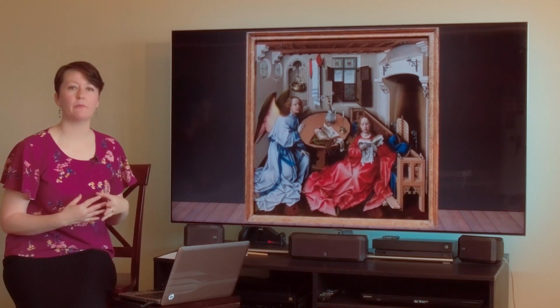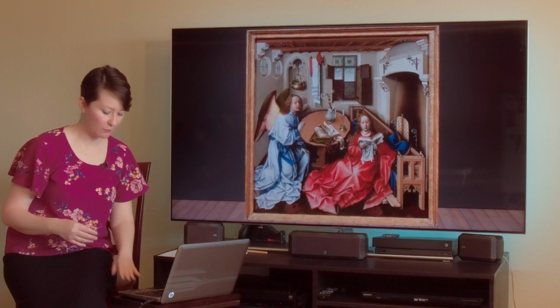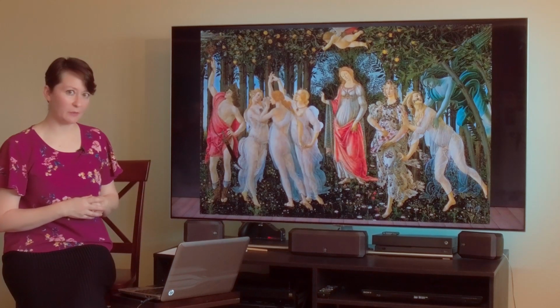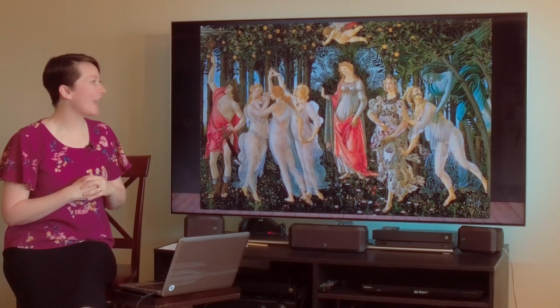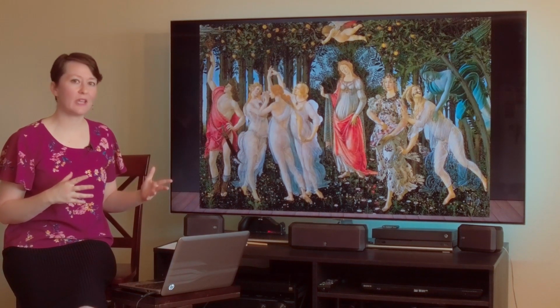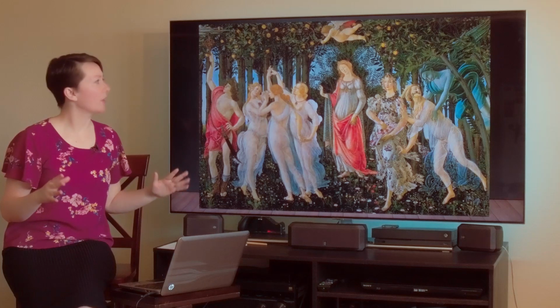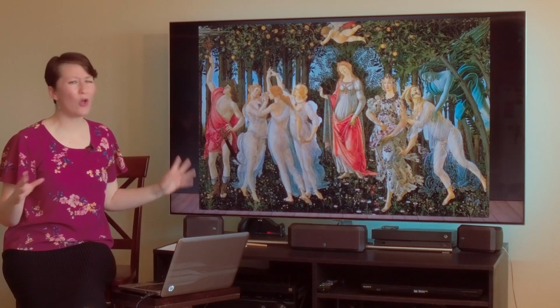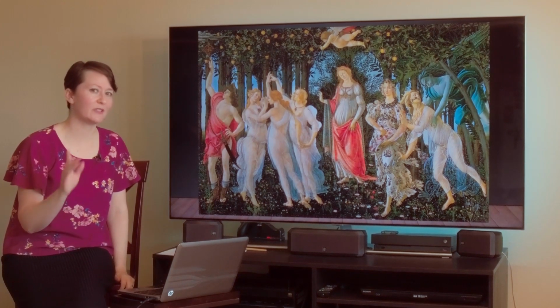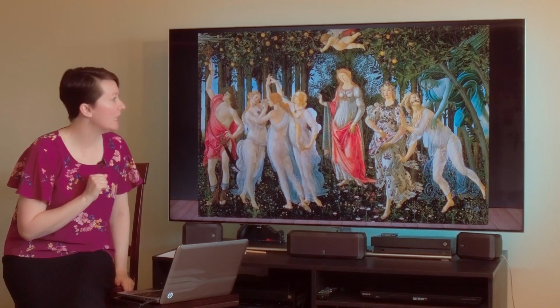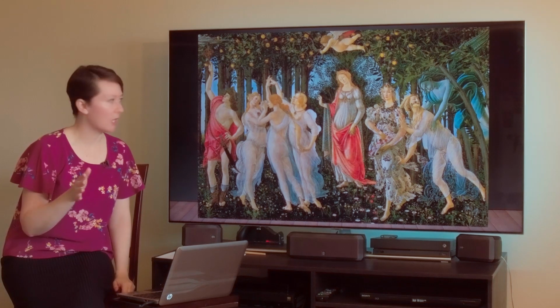Let's look at a piece of mythological art, shall we? This is a very famous painting by Botticelli. A lot of art historians think that there's a lot going on in this painting, and they're right. We have all different interpretations, but I'm going to give you a few and see what you think, okay? So who's who? What's going on here?